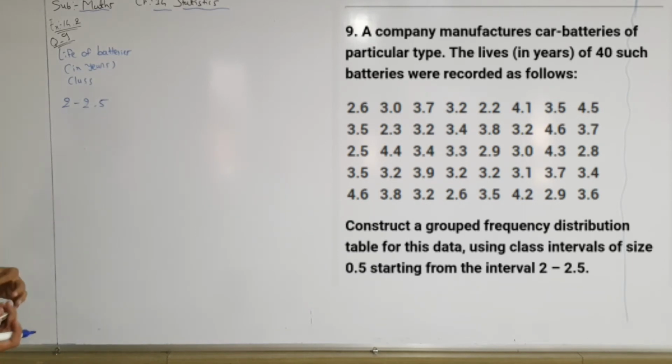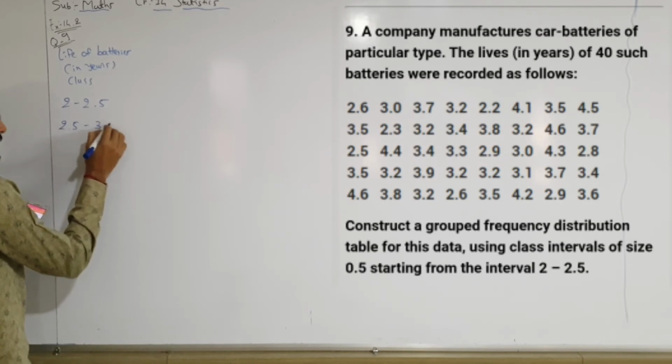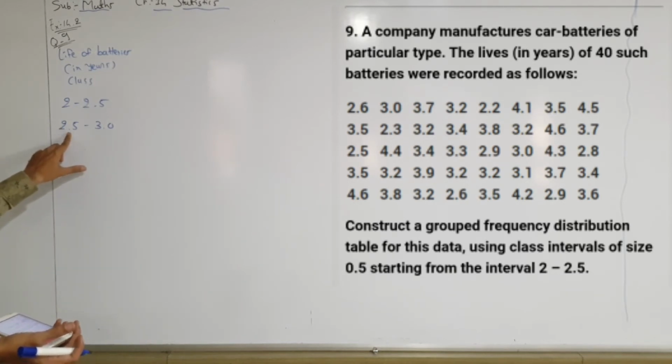Now class size is given to us, 0.5. That means our class length is 0.5. So our next class is 2.5 to 3. Why? Because our class length is 0.5. So 2.5 plus 0.5 is 3.